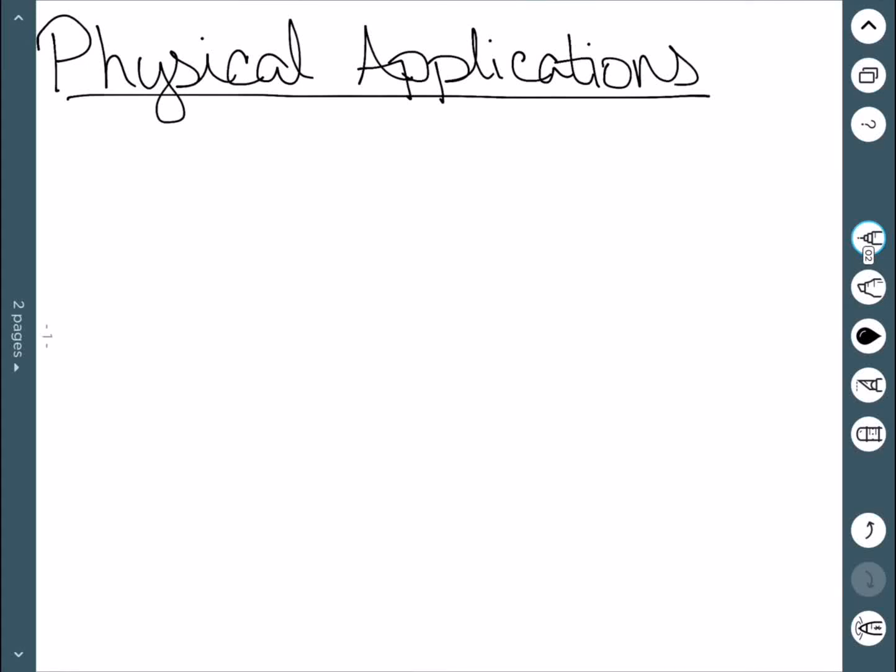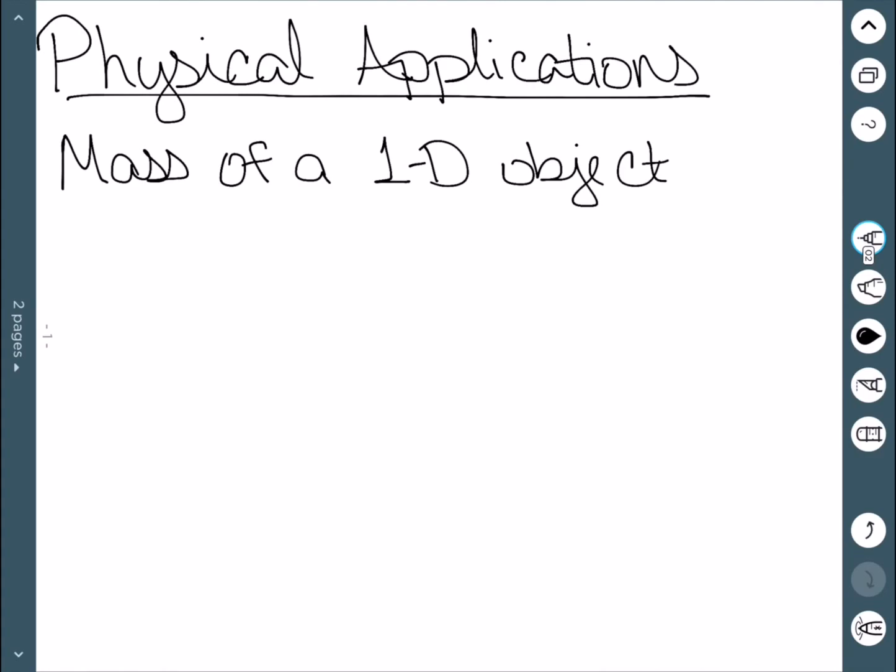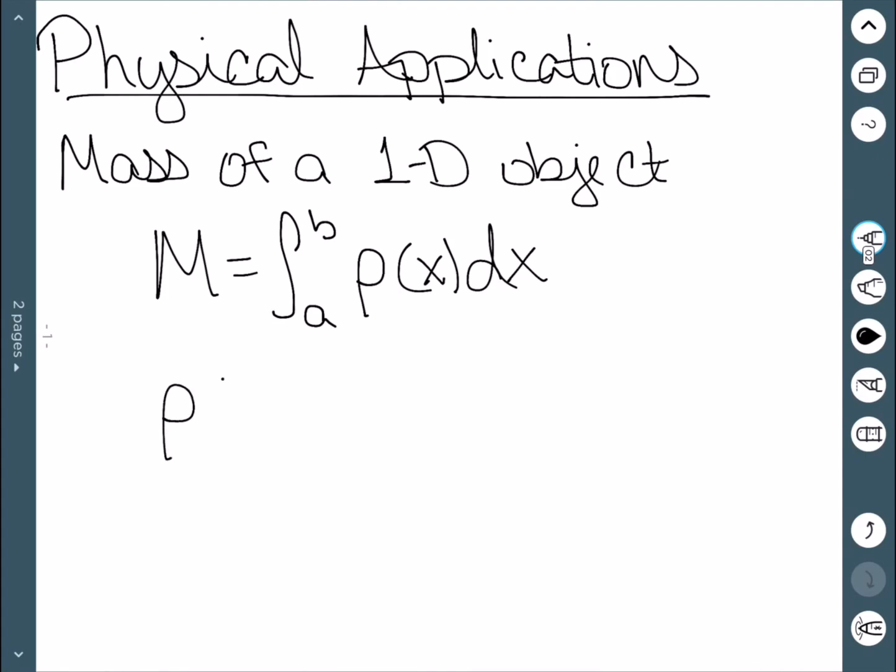We'll discuss some of the physical applications of integrals, and we're going to look at two in particular: density and mass, along with force and work. We'll start by trying to find the mass of a one-dimensional object. This is going to be given by the integral from a to b of rho of x dx, where rho of x is our density function. And this will determine the mass. If we integrate the density, we get the mass.